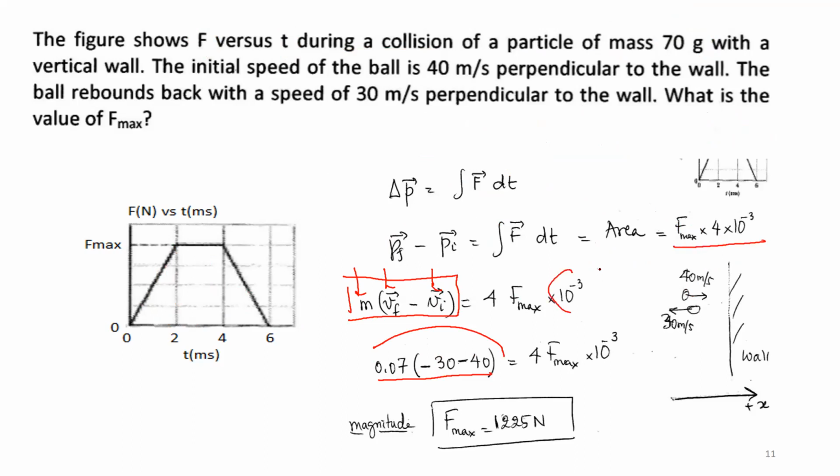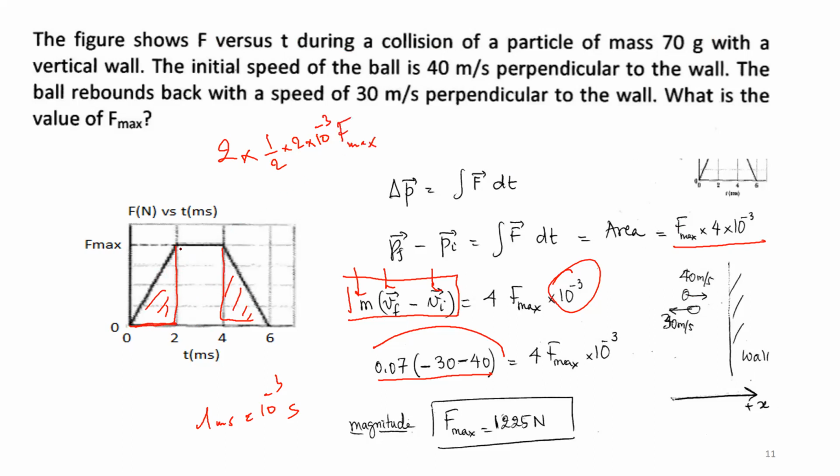This 10 to the power minus 3 is because 1 millisecond is equal to 10 to the power minus 3 seconds. When I calculate the area here, of course, this base is a half. So let's calculate the area. This area is equal to this area here. So basically I will have 2 times half. The base is 2, but 2 milliseconds, so I have to multiply by 10 to the power minus 3, multiplied by the height. The height is F max.